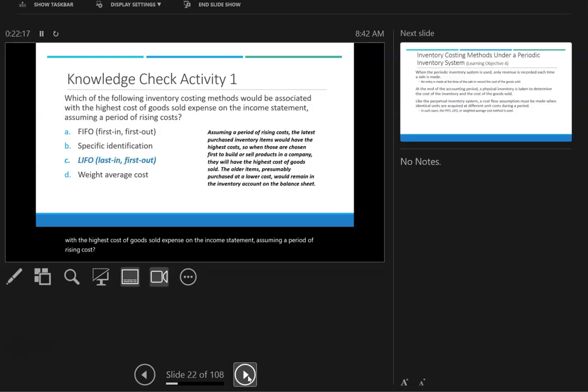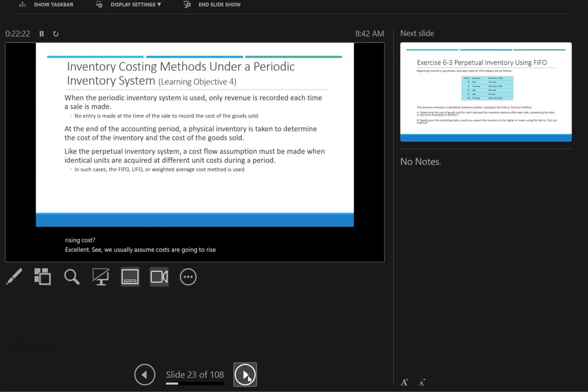Excellent. C. We usually assume costs are going to rise, okay? When the periodic inventory system is used, only revenue is recorded each time a sale is made. So the perpetual system keeps track of inventory and what we're getting rid of. When we use the periodic method, we don't keep track of inventory as it's leaving. We only keep track of the inventory at the end of the period.